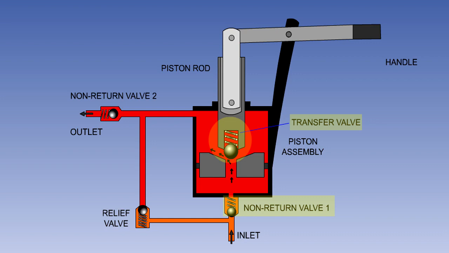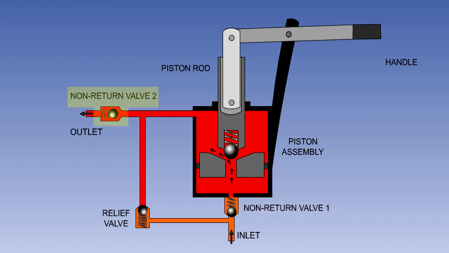When the handle is moved up, the piston assembly will move down. This will increase the pressure in the cylinder below the piston and hold NRV1 closed. At the same time, this pressure will be felt on the bottom of the ball in the transfer valve, and it will open, allowing fluid to flow from below to above the piston.